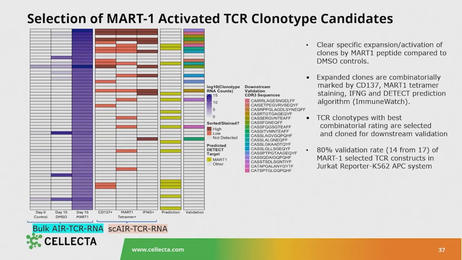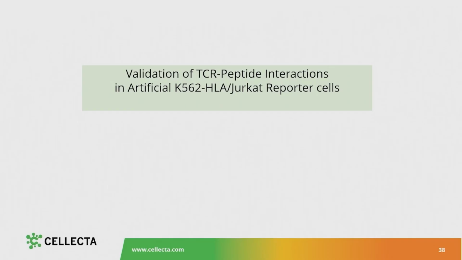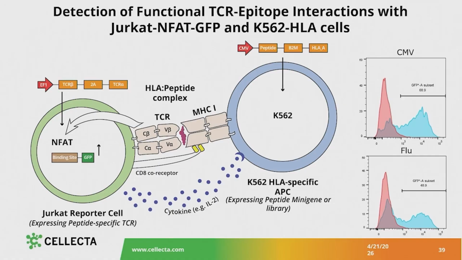So we took 12 candidates from these studies and validated them in this artificial system, which we developed. It's rather classical. It was probably already used more than 20 years ago by Rosenberg from NCI. This one is based on Jurkat reporter cell lines with the NFAT reporter. And you can clone any T cell receptor in these Jurkat reporter cell lines. If the T cell receptor is activated, it expresses GFP.